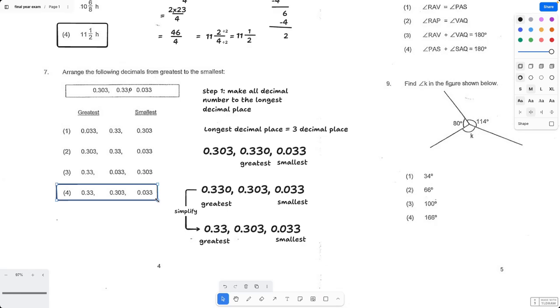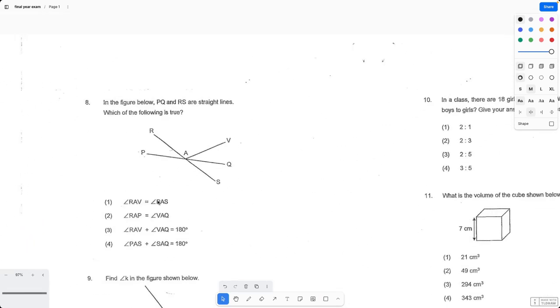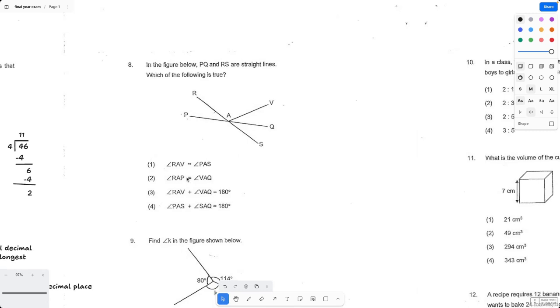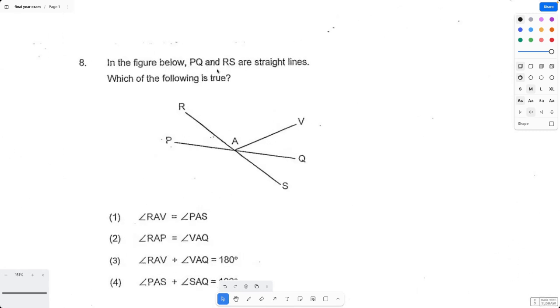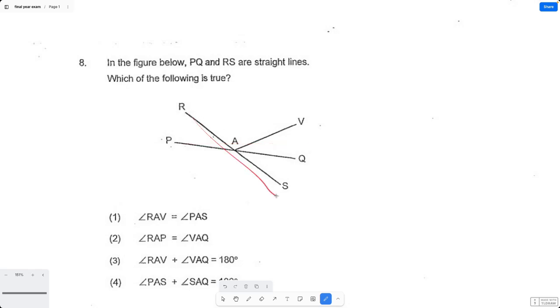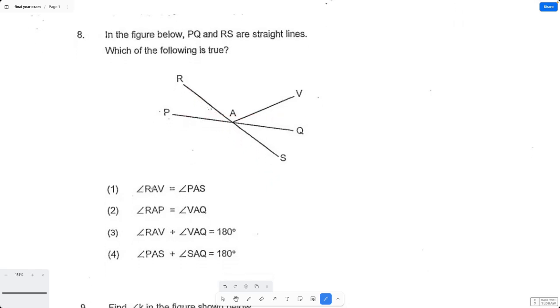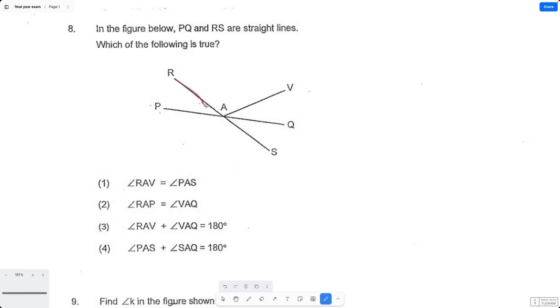So that's question 7. All right, let's move on to question 8. In the figure below, PQ and RS are straight lines. Which of the following is true? So PQ and RS are straight lines. Okay, so it says here RAV is equal to PAS. So you see RAV is equal to PAS.